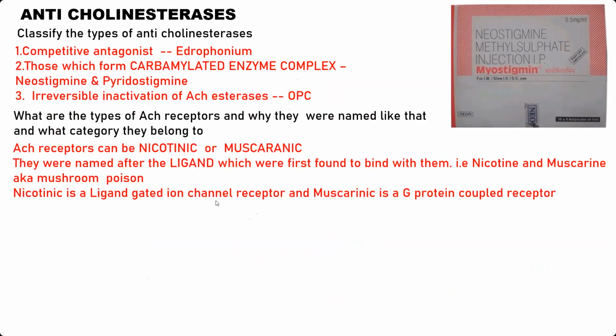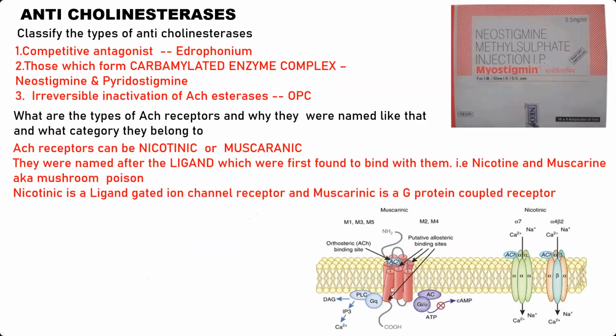Nicotinic is a ligand-gated ion channel, whereas muscarinic is a G protein coupled receptor. These are all the differences between them, and you can see this picture. Nicotinic receptors are just like your acetylcholine receptors at the neuromuscular junction, where they activate and allow the entry of sodium and calcium. Whereas the G protein coupled receptors are also called serpentine or 7-pass membrane receptors. They go through G protein stimulation and all those things.